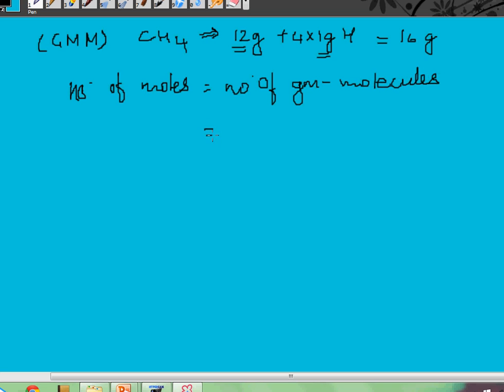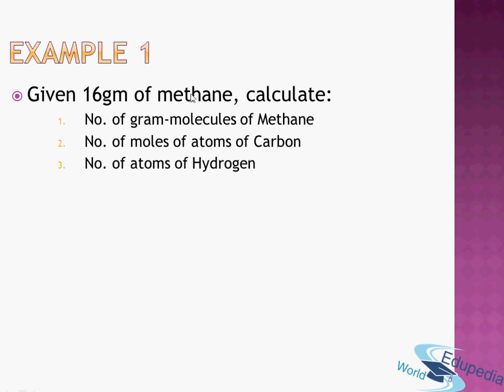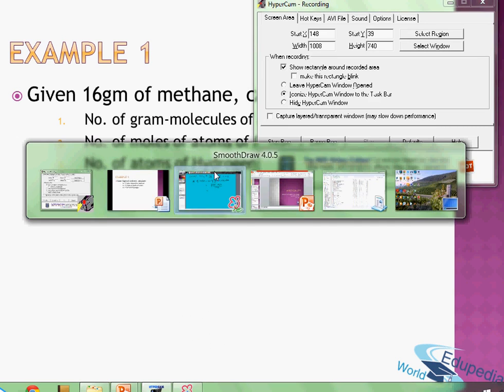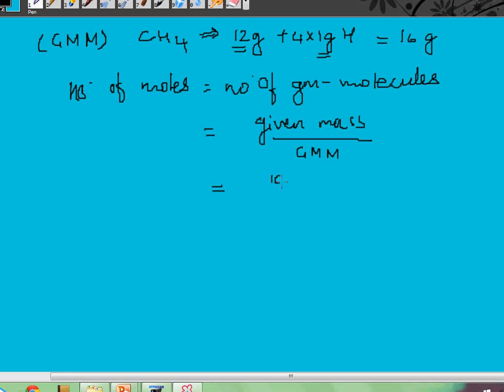So the number of gram molecules and number of moles is equal to given mass divided by gram molecular mass. Okay, we already know the formula. Given mass is the mass given in the question, given 16 gram of methane. So 16 gram divided by gram molecular mass.